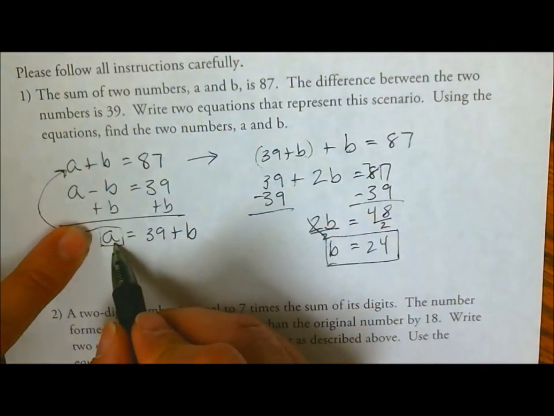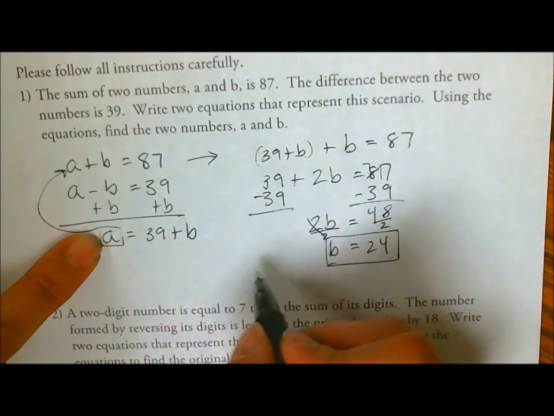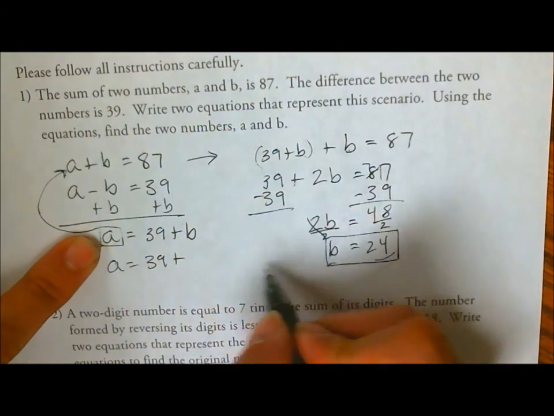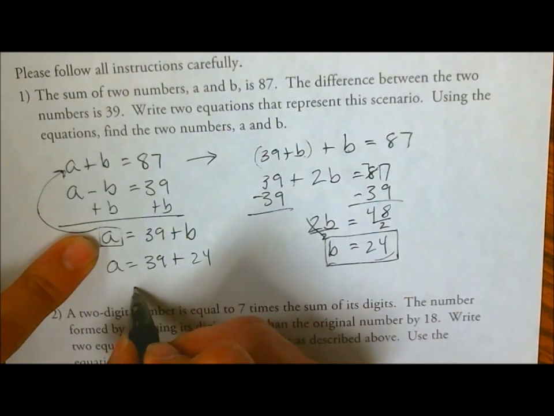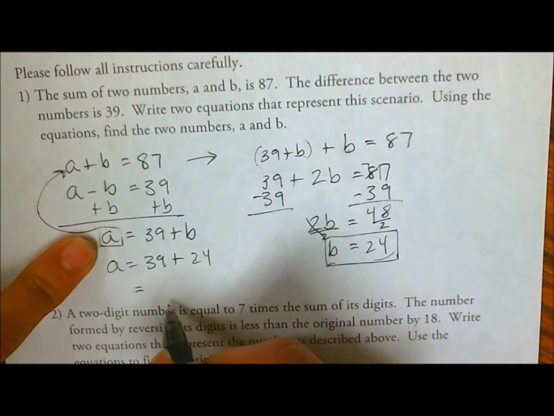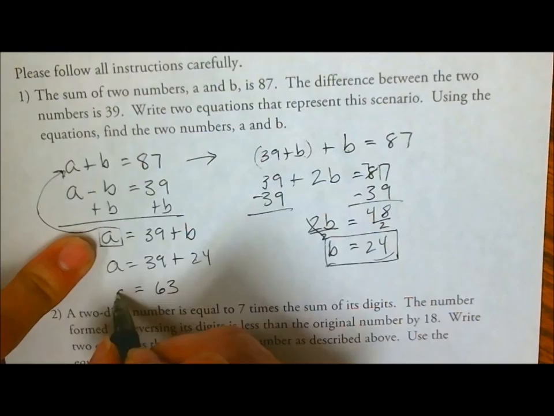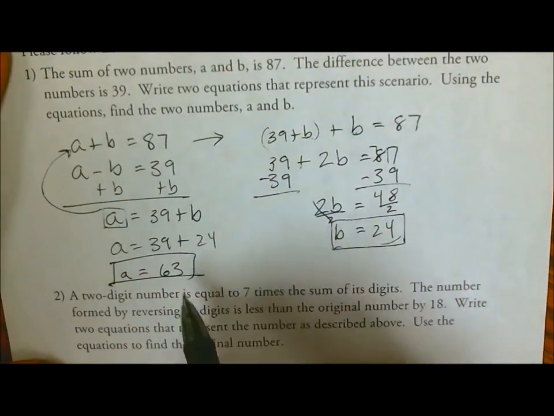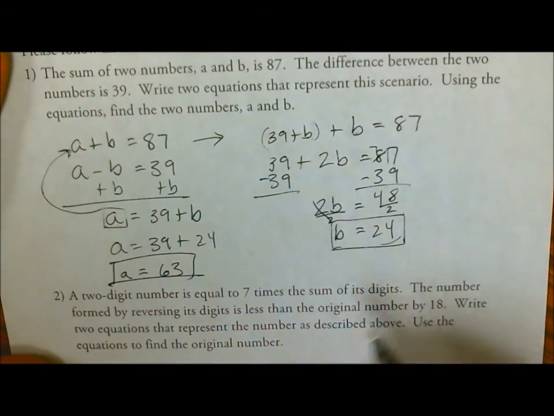I've decided, since I already have A equals here, I may as well just write A equals 39 plus 24, and I get 3 plus 2 is 5. 9 plus 4 is 13. 50 plus 13 is 63. A equals 63. Once again, I can go through and test that. I've already done the test, so I'm not going to do it again for you.